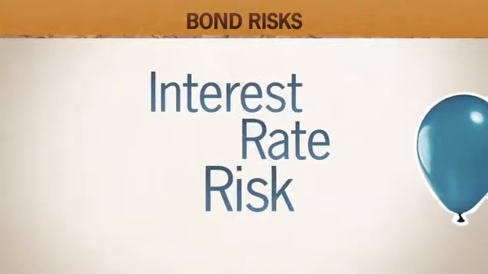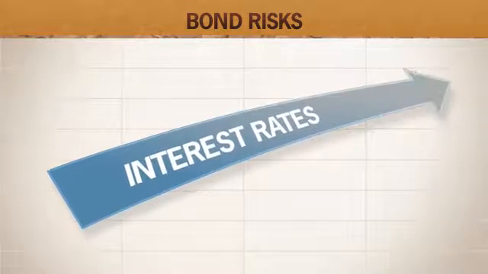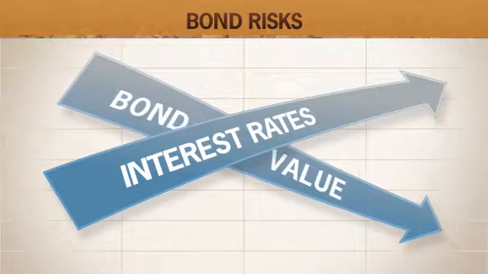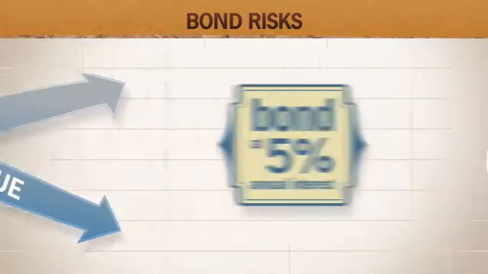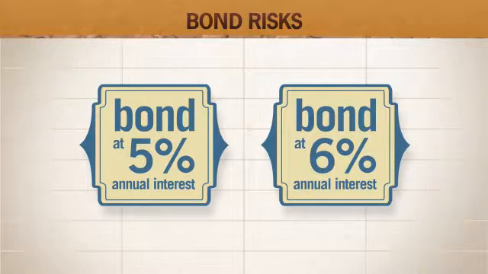Finally, bonds are subject to interest rate risk. Generally, bond values move in the opposite direction of interest rates. In other words, when interest rates rise, the market value of all outstanding bonds typically falls. That's because a bond issued yesterday with a 5% yield is worth less to a potential buyer than a bond issued today at 6%.